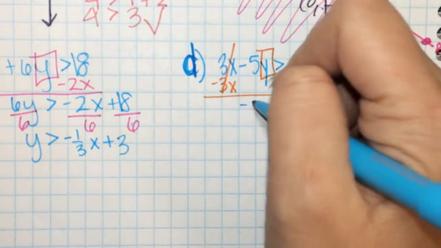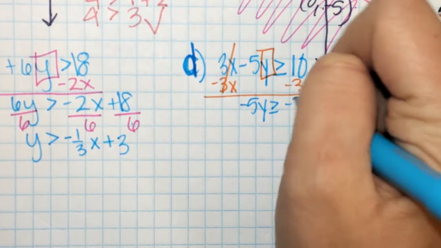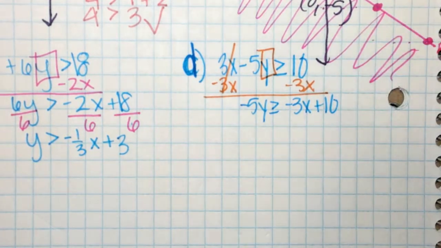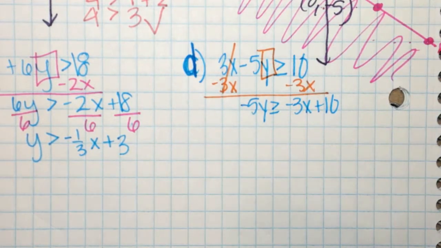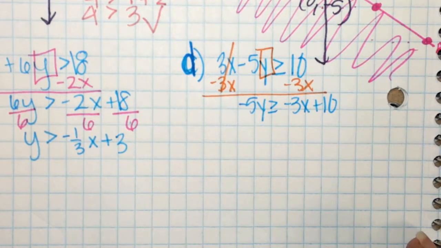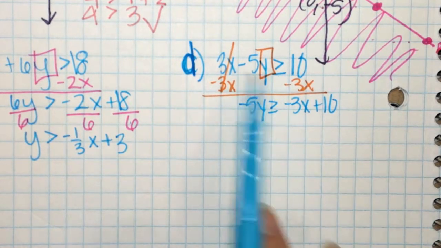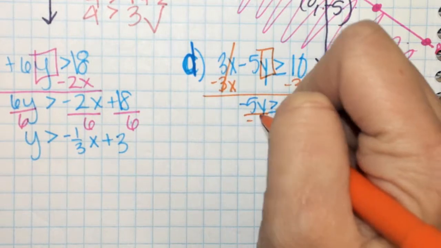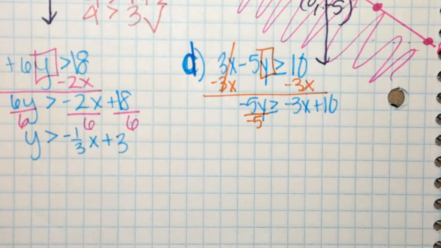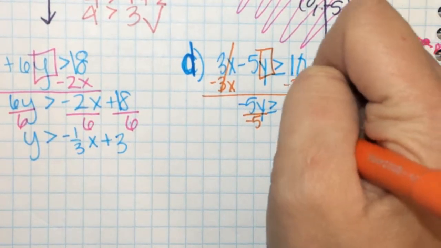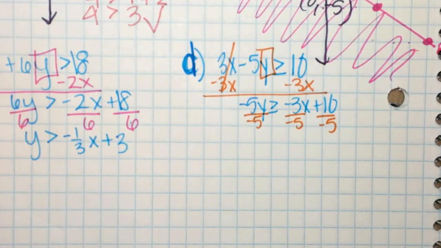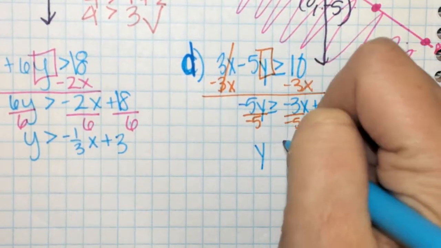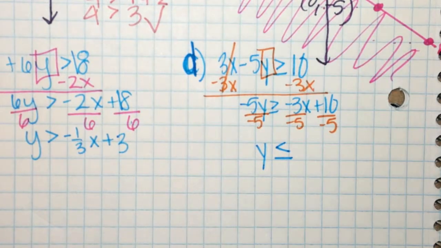Alright, so then we have negative 5y is greater than or equal to negative 3x plus 10. Now, why is it a negative 5y? Because you are subtracting it, so you bring down the negative sign. Now, is my y by itself yet? So what do I need to do? Do I divide everything by negative 5 or one of the things? Everything. Now, since I divided by a negative, what do I do to my inequality sign? Flip it.